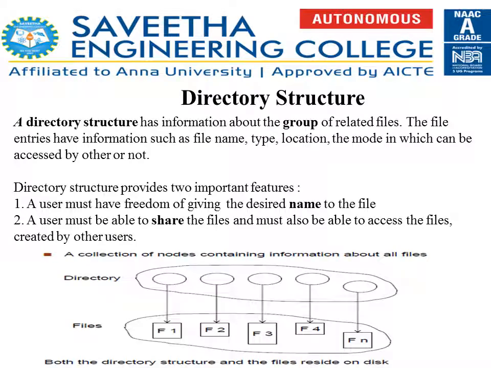The directory structure. A directory structure has information about the group of related files, which indicates the file name, type, location, and the mode in which it can be accessed by others or not. The directory structure provides two important features. The user should be able to give the desired name, that is a correct name, and the user must be able to share the file and must also be able to access the file created by other users.